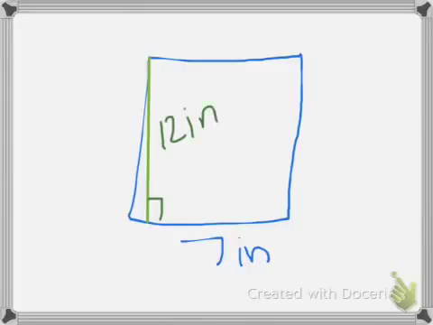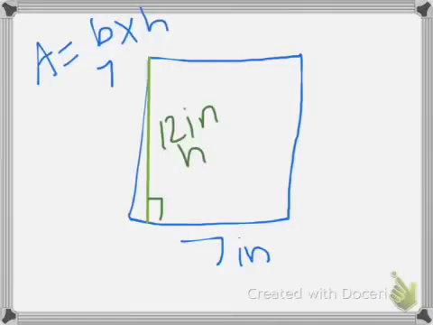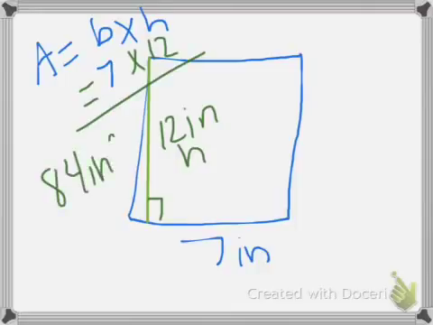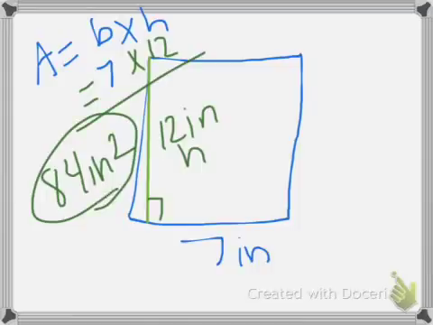So if we were to calculate the area of this parallelogram, we have to look at the base times the height. Okay, and 12 inches is our height. So instead of our base here, we would write a 7, and instead of the height here, we'd write a 12. And it's a matter of just multiplying 7 times 12. We get 84 inches squared. So the area of this parallelogram is 84 inches squared.